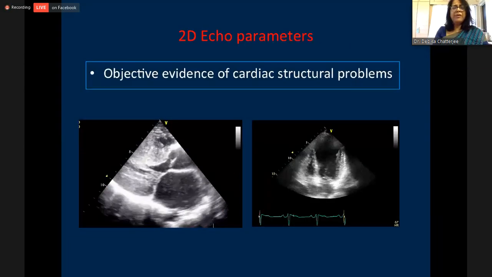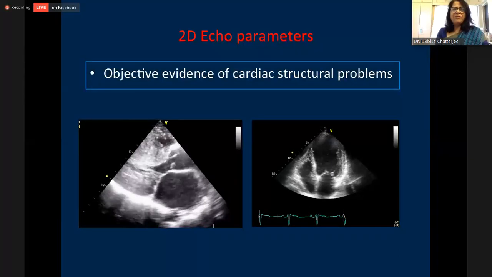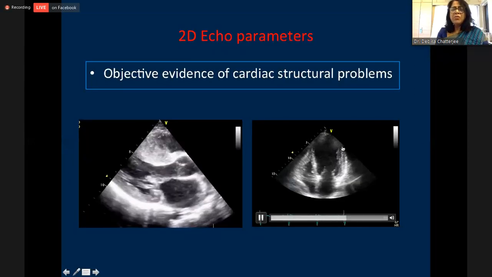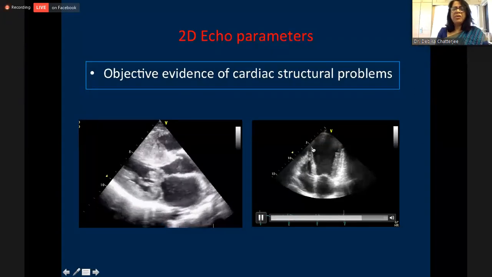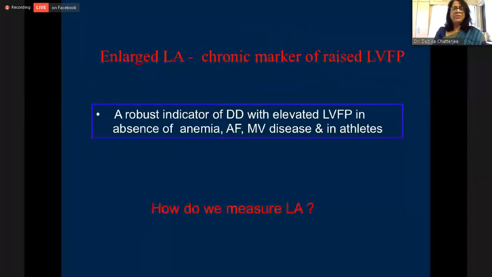Now, if we look at the 2D echo parameters, we get objective evidence of cardiac structural problems like asymmetrical septal hypertrophy, regional wall motion abnormality in case of MI. All these findings point towards diastolic dysfunction. We can assume that these patients will have diastolic dysfunction. But out of all 2D echo parameters, it is the enlarged LA, left atrium, which is a robust indicator of diastolic dysfunction with elevated LV filling pressure, in the absence of anemia, atrial fibrillation, mitral valve disease, and athletes.